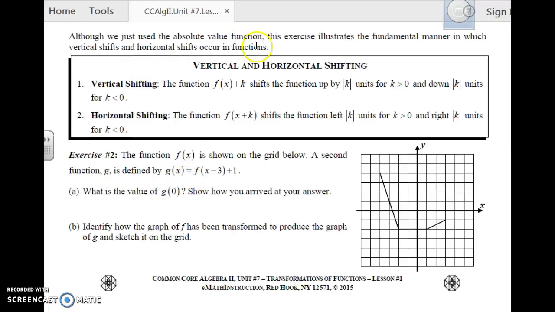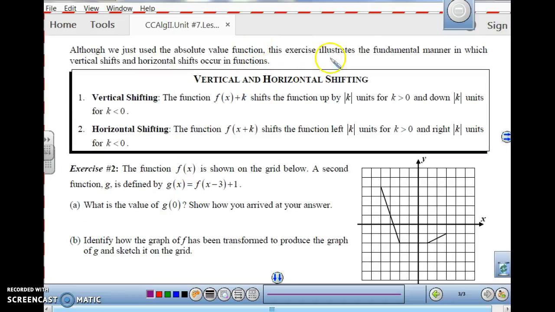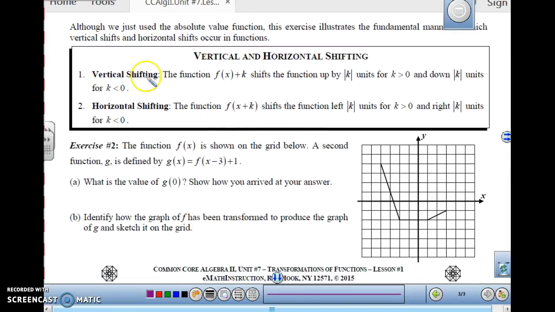Although we just used the absolute value function, that exercise illustrates the fundamental manner in which vertical shifts and horizontal shifts occur in functions. So in summary, vertical shifting: if you have the function f of x plus k, it's going to shift up by k units when k is positive. If this is positive, it's going to go up. And down absolute value of k units for k less than 0. So if k is negative, that means it's going to shift down.